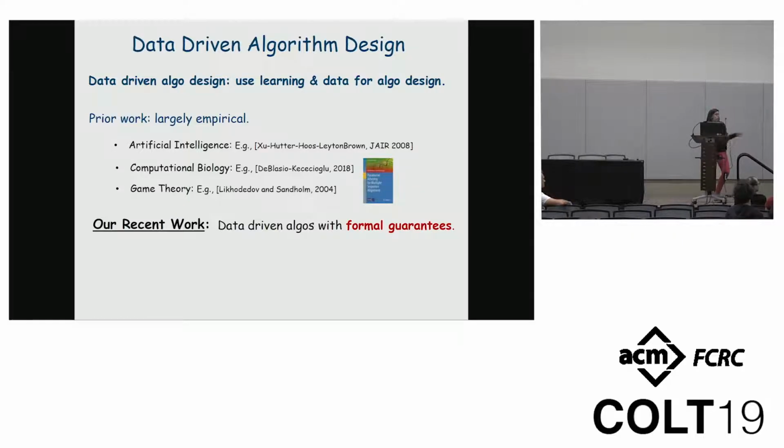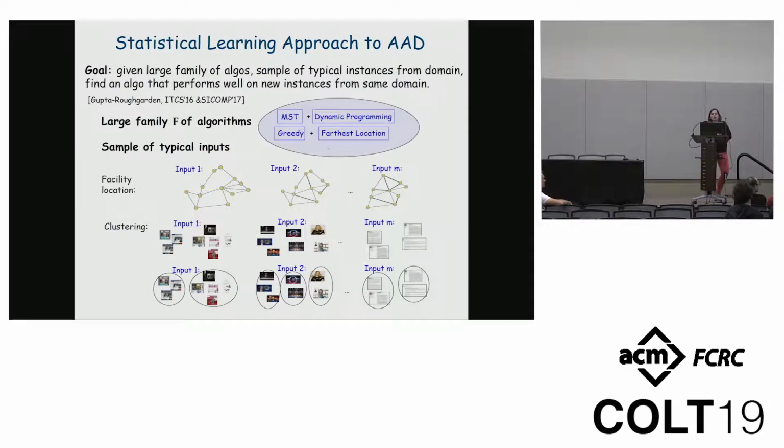I just want to give you examples of the types of results you can try to prove, not going into details. First, let me mention how you can phrase the algorithm selection problem as a statistical learning problem. By the way, this formulation is due to Tim Roughgarden and his former student Rishi Gupta. They introduced this recently in an ITCS paper and the corresponding journal version.